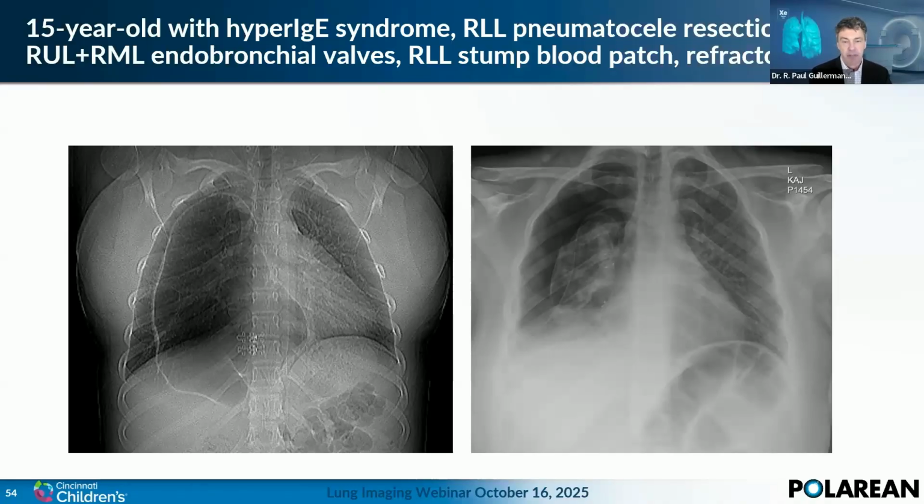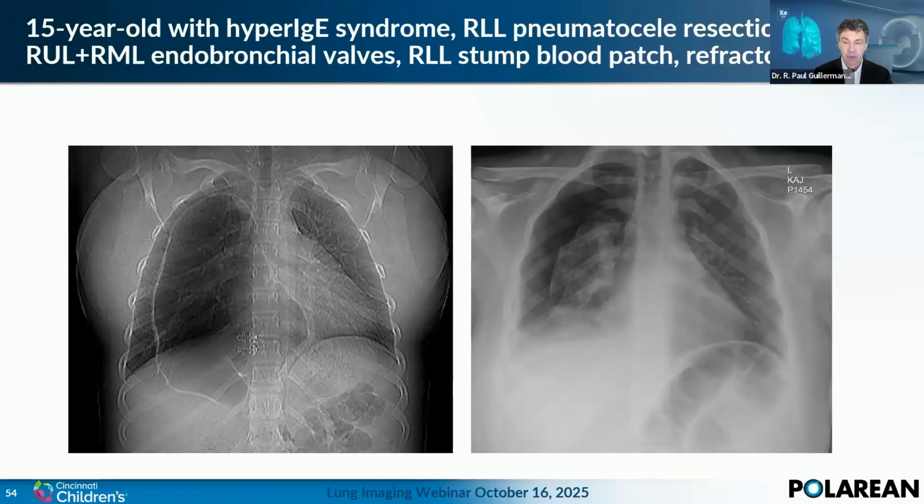In addition to that, they put a fibrin and blood patch in the right lower lobe stump, but they were still having air leaks. And so the question posed was, what is happening to xenon that's inhaled? Is it going to go into that right upper lobe, which it really shouldn't, since the bronchi have been plugged, or it shouldn't be retained in that upper lobe.